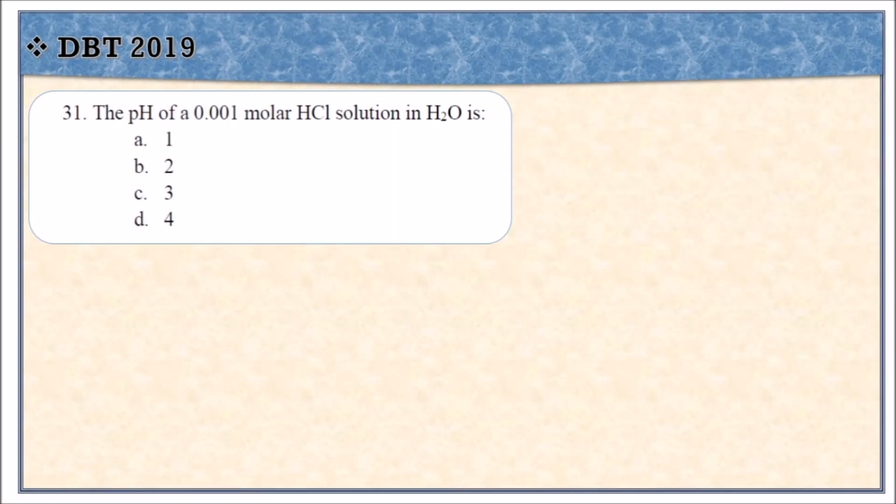Then this example is from DBT 2019. The pH of a 0.001 molar HCl solution in water is. So it is very easy. Again, HCl is a strong acid. It will completely ionize. So the concentration of H plus will be how much? 0.001 molar, which is equal to 10 to the power minus 3 molar.